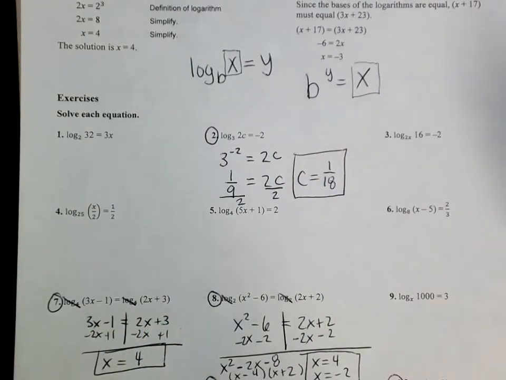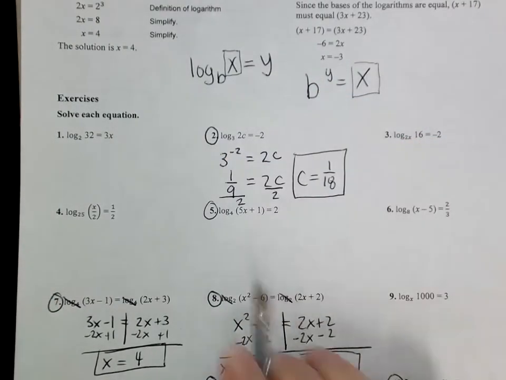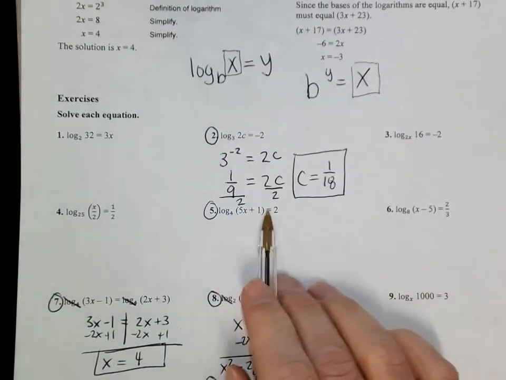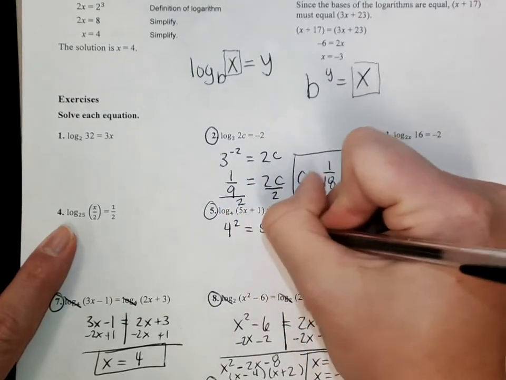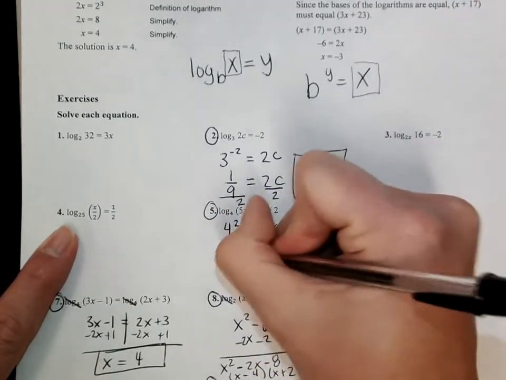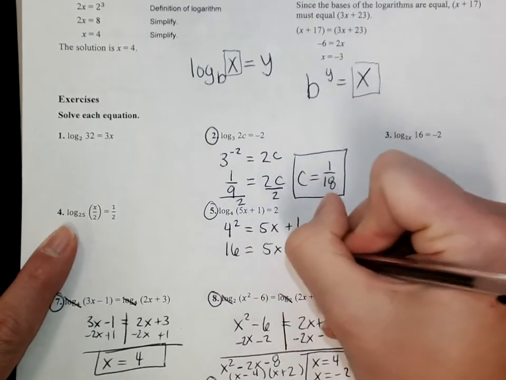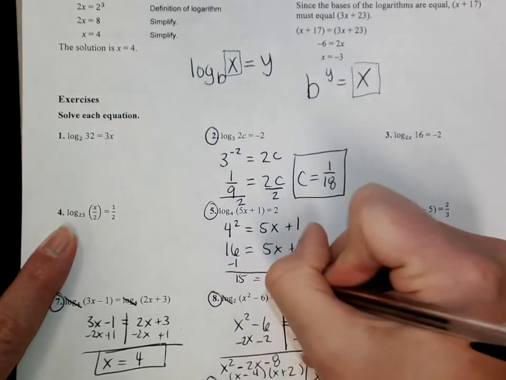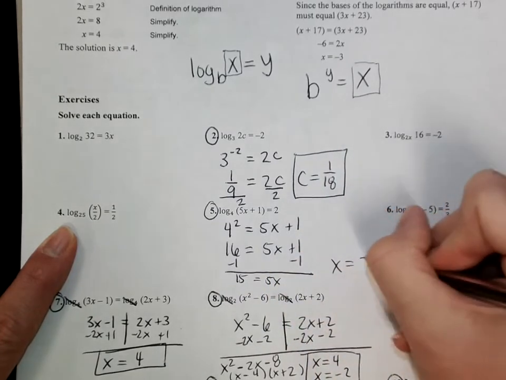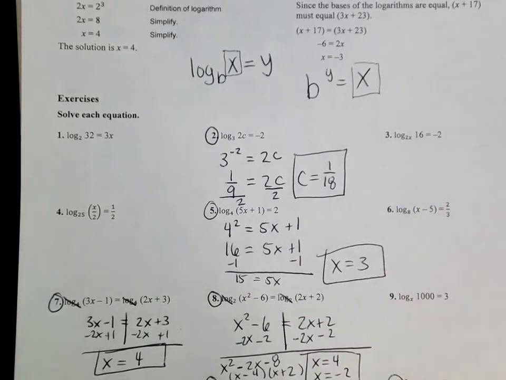Here's another question that's very similar. Again, I'm solving for something on the inside part of the log. When I rewrite this, 4 squared is 16. That's 5x plus 1. Subtract the 1. That's 15 equals 5x. Divide, x equals 3. Again, pretty simple. There are several more on here that are like this.